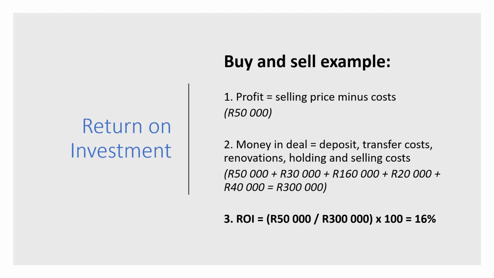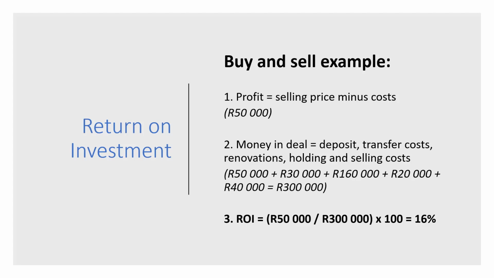So that means you're holding the property effectively for 8 months. And during those 8 months, you have to pay levies, rates and taxes, insurance, bond repayments, etc. It's the costs of holding the property on a monthly basis. And then finally, your selling costs are the costs associated to selling the property, i.e. your estate agent is going to charge you a commission for selling the property.